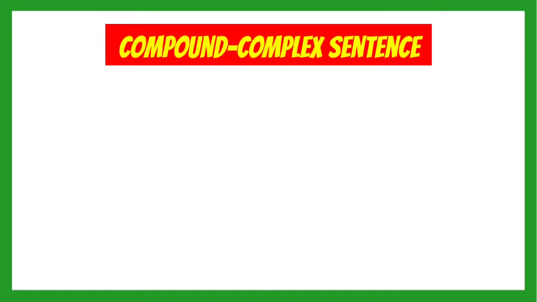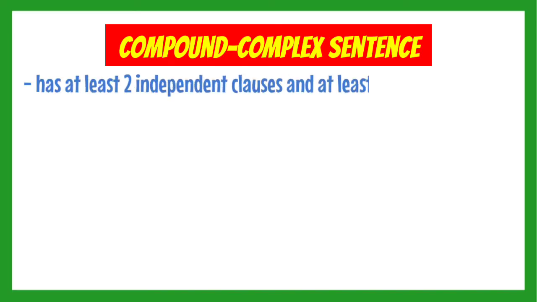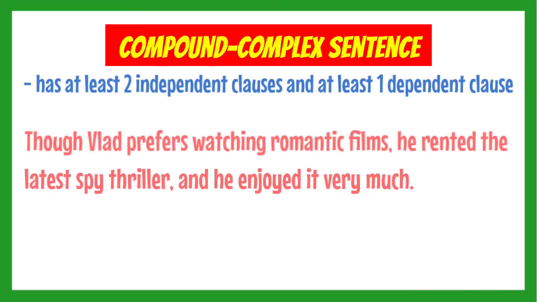Now let us have the compound complex sentence. A compound complex sentence has at least two independent clauses and at least one dependent clause. It is basically a combination of a compound sentence and a complex sentence. Let us have an example. Though Vlad prefers watching romantic films, he rented the latest spy thriller and he enjoyed it very much.